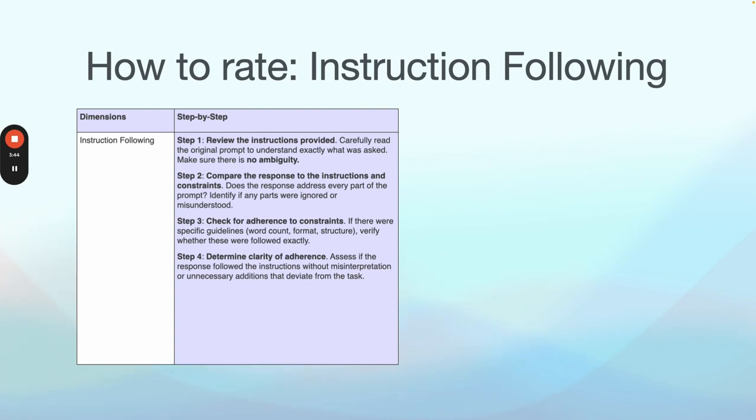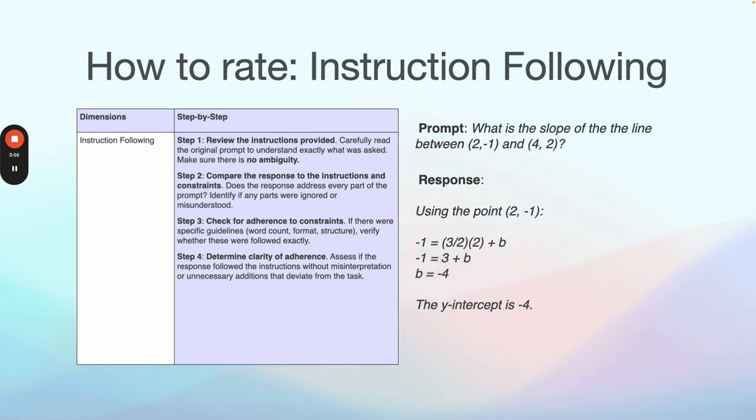Let's look at an example. That's probably the most helpful. So let's say the prompt is, what is the slope of the line between (2, -1) and (4, 2)? And the response goes, using the point (2, -1), and it calculates that the y-intercept is -4 specifically. Well, let's go through each step. What is the instruction we provided? Well, we were very clear. We gave it the information. It's solvable. We said, what is the slope of the line? And I compare that to what it answered, and it answered the y-intercept. So clearly here, it misunderstood my prompt, and this has issues because it did not understand my prompt. So this is an instruction following issue.